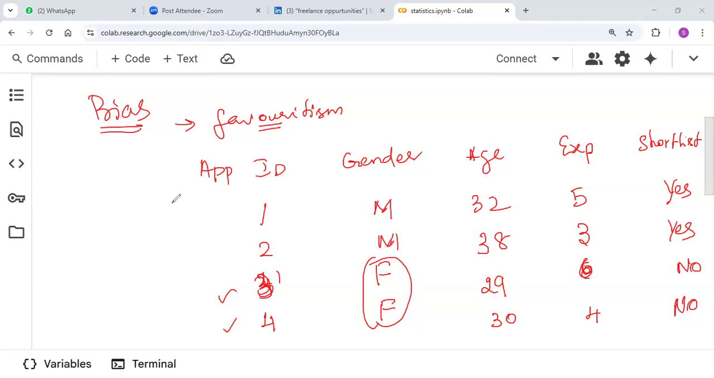This type of data is going to be available in your raw data. Definitely, this kind of bias is going to exist in your data.